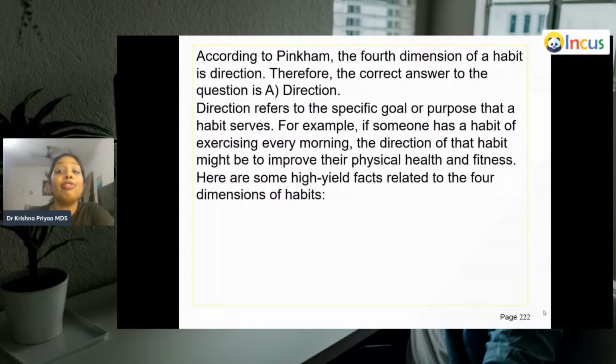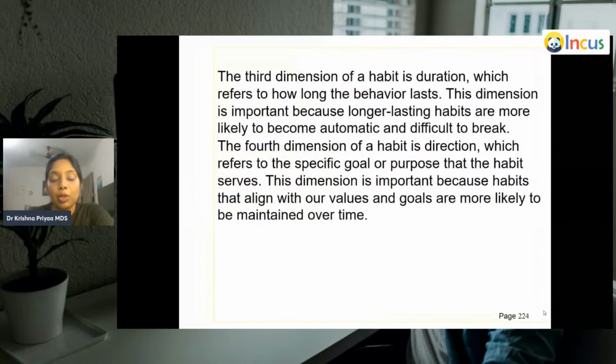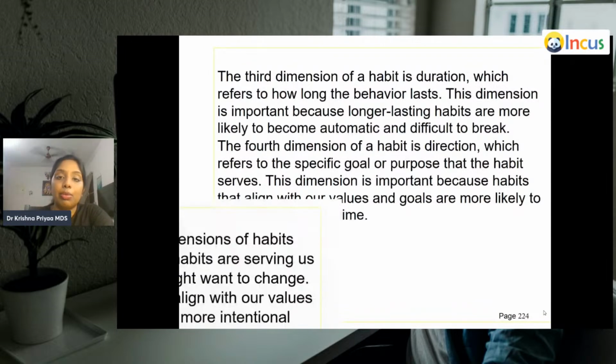The first dimension is the frequency. Frequency is the number of times they are repeating the habit. Intensity is the level of vigor with which they are repeating the habit. That is duration, the duration of the habit that is taking place with a particular person. So these are all the important aspects when it comes to identifying the four dimensions of the habit.